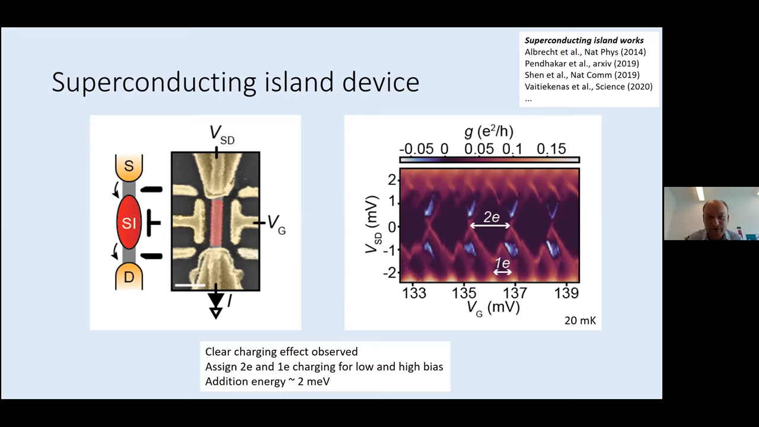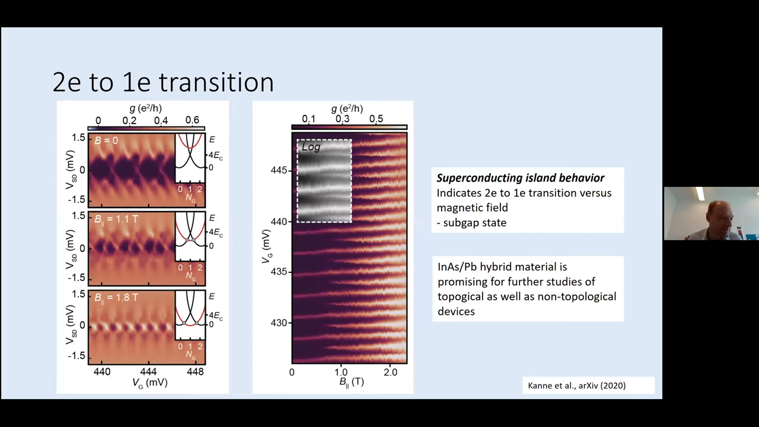And what people typically do is they make the magnetic field dependence, and this is what we have done on this graph here. If we look at very low field or zero field, we can see we have a spacing between the Coulomb peaks that is quite large. But if we apply a high field, then we have a spacing that is half the value. So this indicates this kind of 2e to 1e transition. It's of course not as nice as the aluminum devices shown earlier, but still there is this indication of a subgap state that moves to zero.